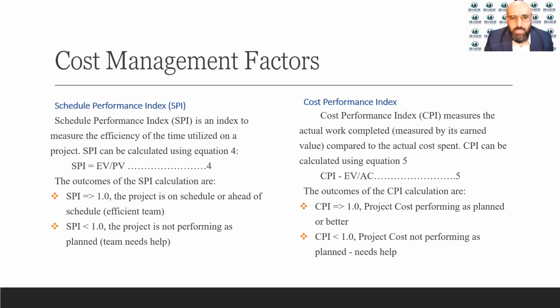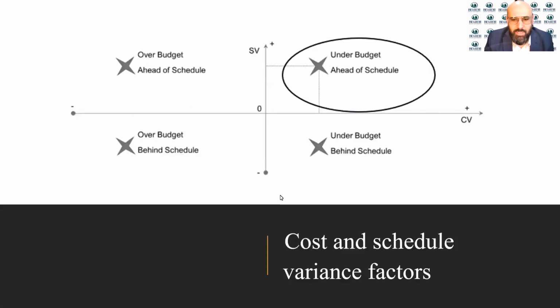So let's go ahead and start with this cost and schedule variance factor, SV versus the CV. So what we need to do, if it's our goal, is to have both values to be positive. So if we have the CV positive and the SV positive, that means your project is under budget and ahead of the schedule. That's the optimal. This is the goal for any project manager.